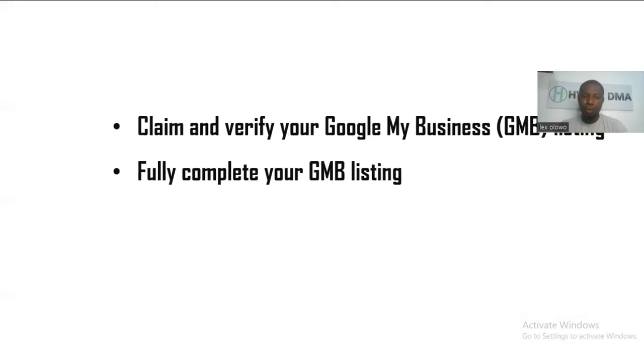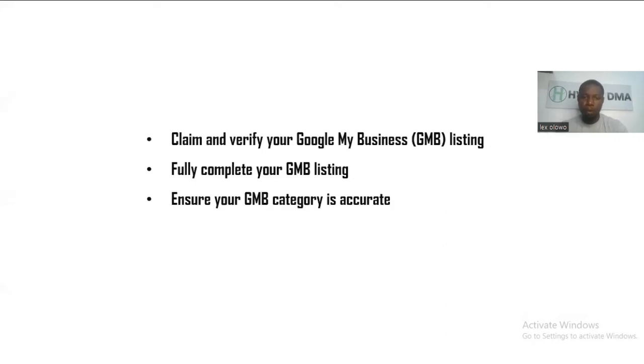Then the next thing you need to do is fully complete your Google business listing, putting in the name of your business, your contact details, the time you'll be opening, the time you'll be closing, and all that. Number three, ensure that your business listing is in the accurate category. The primary category is very, very important. It's one of the reasons why your listing ranks higher or does not show at all. You want to be in the right category.